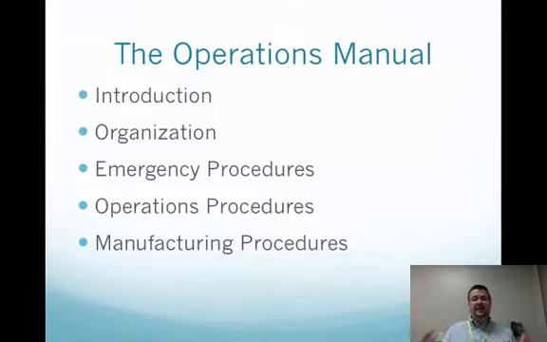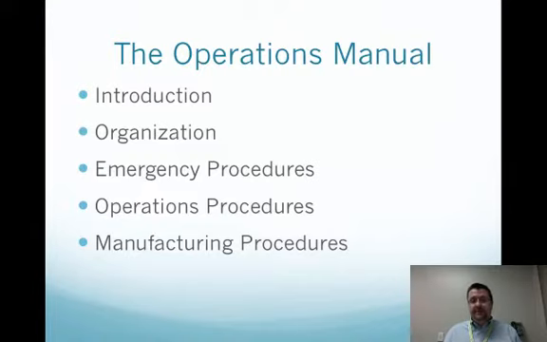And so when we look at the manual and what it consists of, these are the items that would come into play on your table of contents. We're going to break down each of these sections as we move through the different videos that I've created on this topic. First is the introduction. Second, we're going to talk about the organization as a whole. Third, we'll talk about emergency procedures, what to do in case of emergency, and we'll identify different types of emergencies that we're going to be looking at.